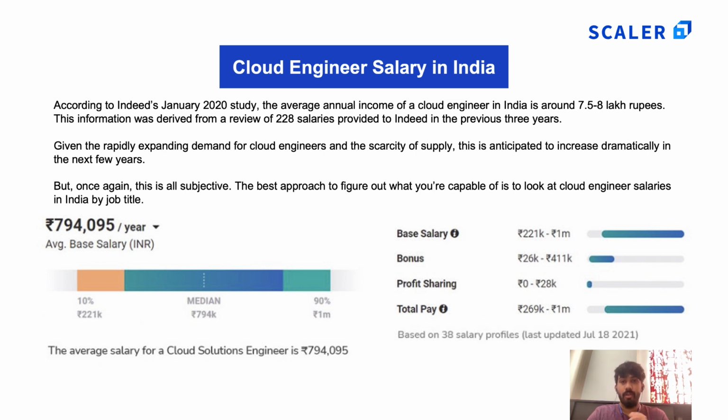A solutions engineer, a solutions architect in cloud. This is the salary of a solutions architect. Base salary, bonus, profit sharing, total pay. Total pay starts from around 3 LPA to 10 LPA. Again, it can go more than that when you become a senior solutions architect. It can totally increase, so that wouldn't be a big issue. All right, so this is basically it.